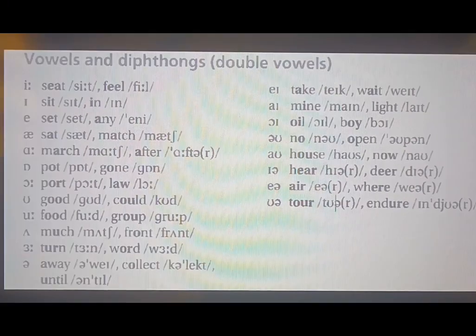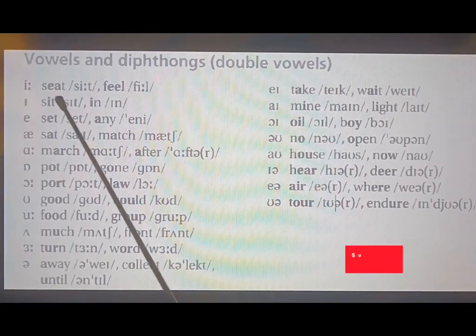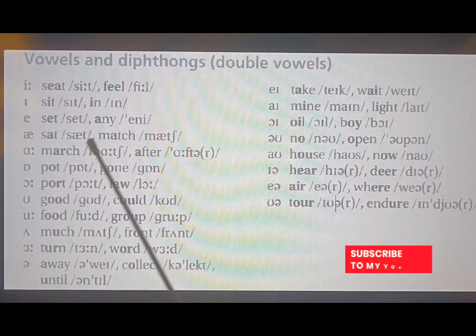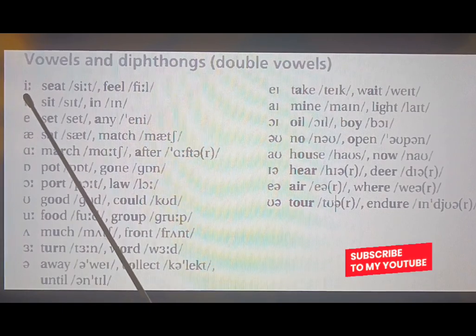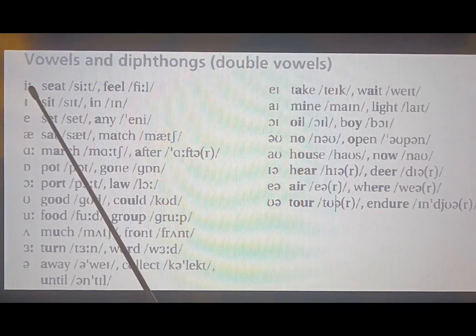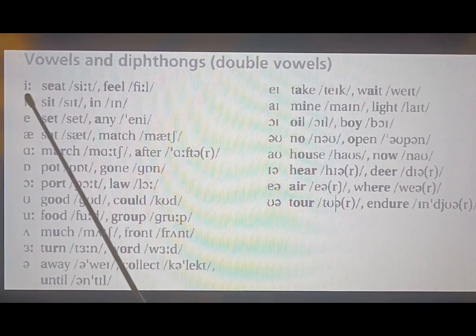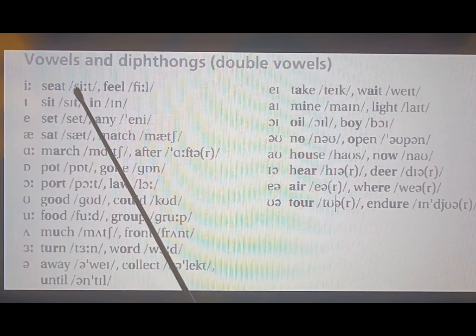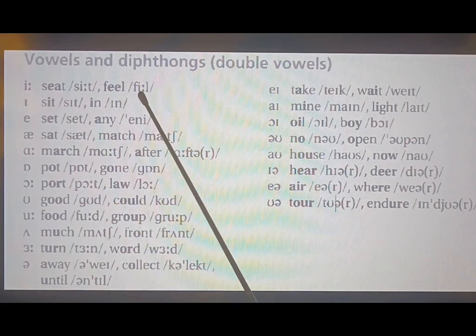All right. So vowels, a little bit more difficult to learn. So you have to be very, very careful. Okay. So this sound, as you can see, looking like the letter I with a colon after it. It's a long E. We call it tense E, all right? Like seat, like feel, all right?